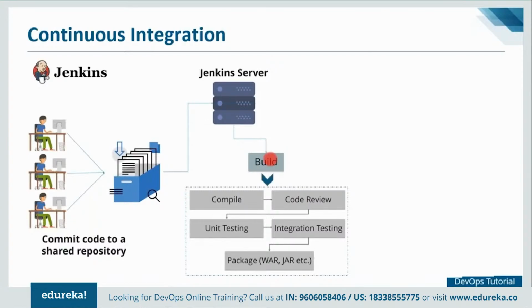Now, as I have told you earlier as well, build does not only mean compiling the source code. It includes compiling, but apart from that, there are other things as well. For example, code review, unit testing, integration testing, packaging your application into an executable file. It can be a WAR file or it can be a jar file. So it happens in a continuous manner.